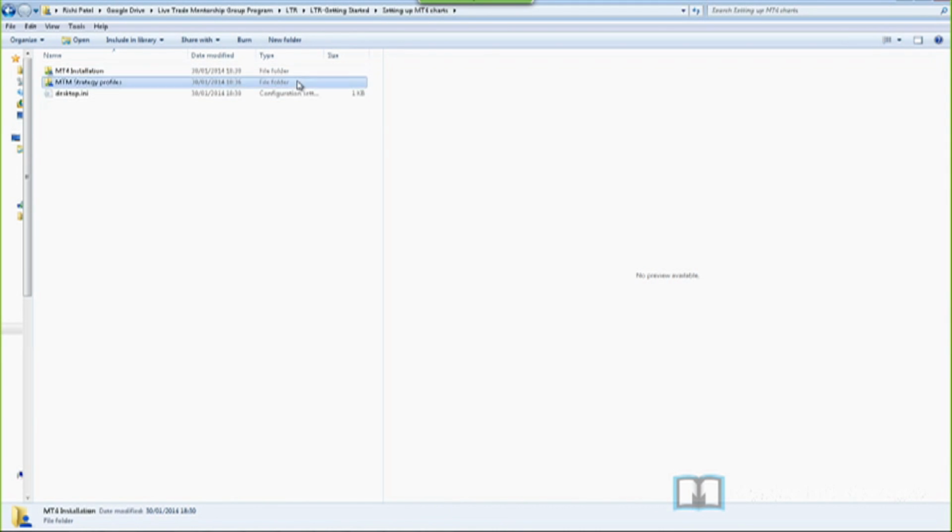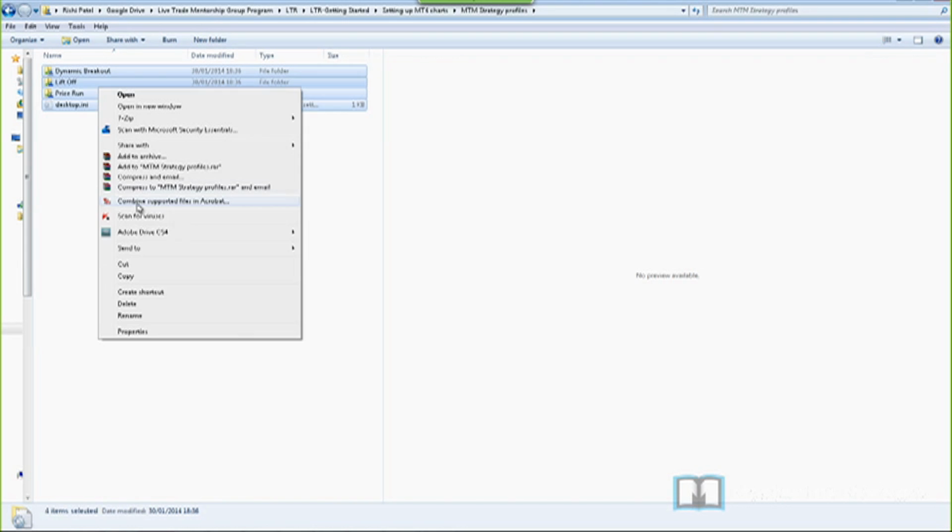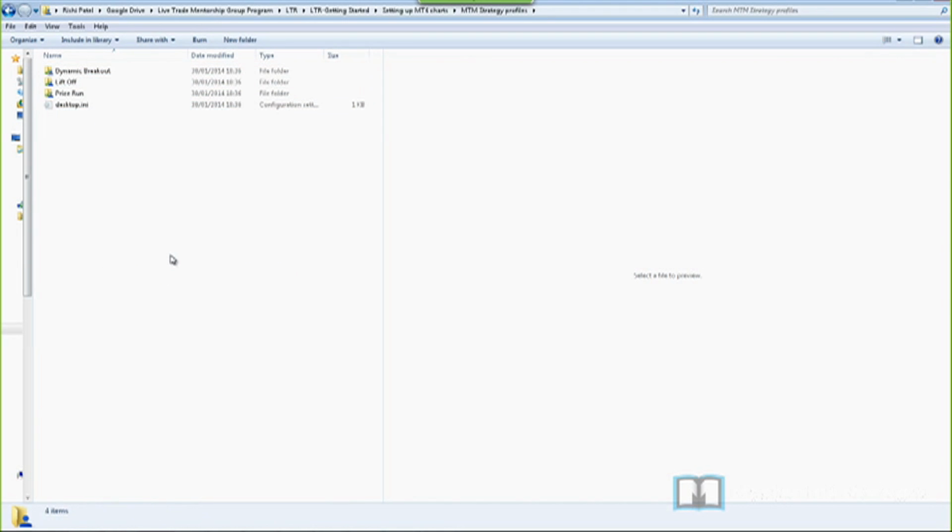Then you've got these MTM strategy profiles. Now, these are pretty useful because you're going to need to drag and drop these and do an installation of these folders into your own personal computers. So the way to do that is just copy the folders. You copy them, and you need to find your installation of MT4 Easy Forex and drop the folders into the profiles for MT4 Easy Forex.